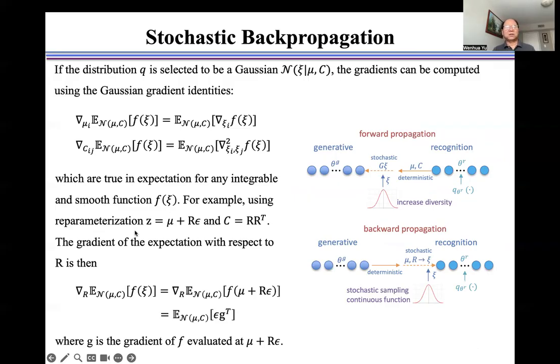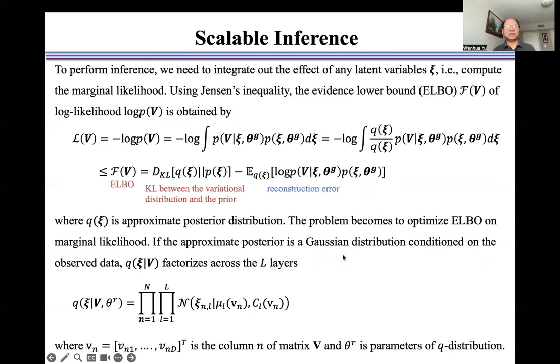For example, using the reparameterization trick, z is computed from μ, R, and ε, and ξ is computed from ε. The gradient of the expectation with respect to R is computed using this formulation, where g is the gradient of f evaluated at μ plus Rε. As shown here, this is the forward propagation and this is the backward propagation.